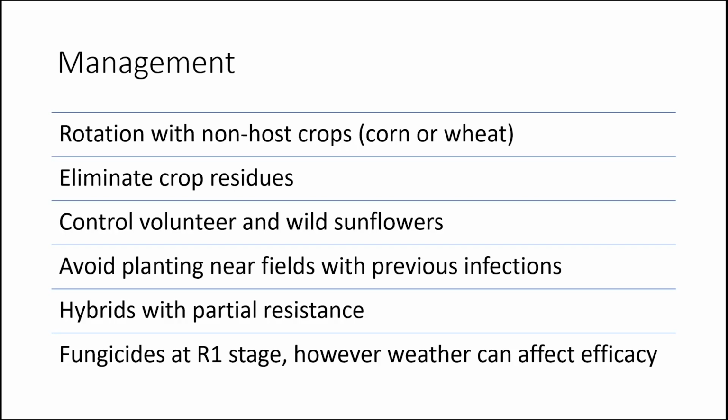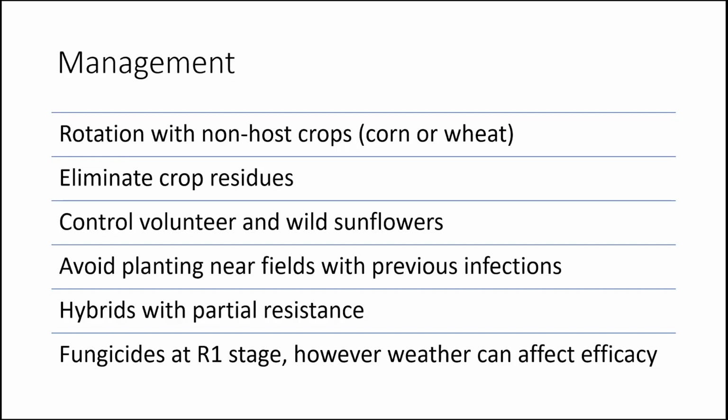Management of phomopsis, if you know that it's a problem: rotation with non-host crops, examples given would be corn or wheat or sorghum. Elimination of crop residues will do a lot to lessen the impacts of this disease. Controlling volunteer and wild sunflowers, as they serve as alternate hosts. Similar to phoma, don't plant near fields that had really bad previous infections, to avoid that residue.